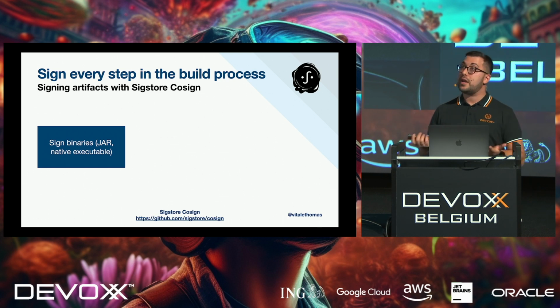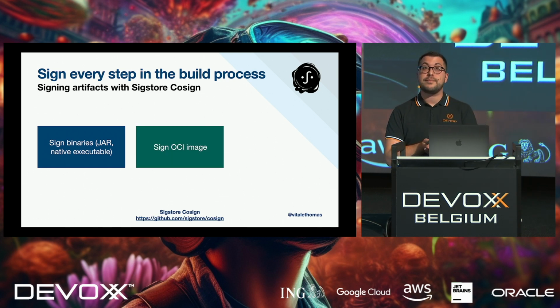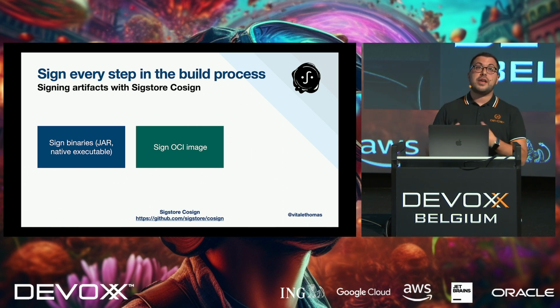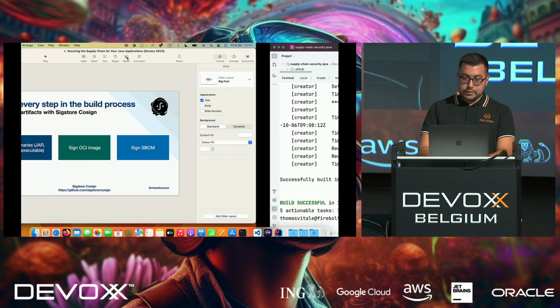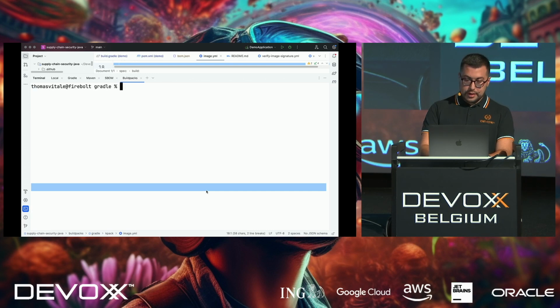So I can sign my binaries, like a jar file or native executable. I can sign container images. And I can even sign the SBOM. And I can use a tool like Sigstore Cosign, which is quite popular also in the cloud-native ecosystem. It's integrated with a lot of different tools, and it's quite easy to use.